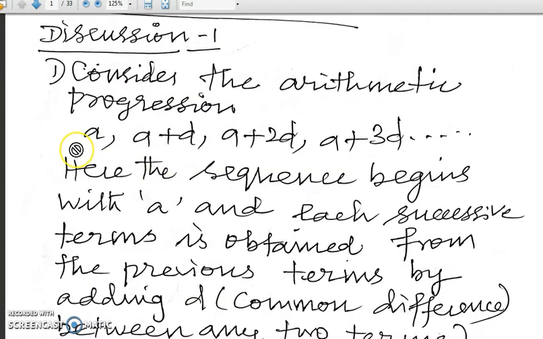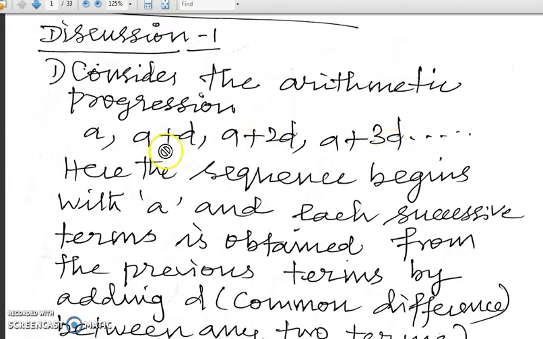Now consider this: a, a plus d, a plus 2d, a plus 3d, dot dot dot. Can you remember this series or progression? We say it is an arithmetic progression. How are the terms progressing here? The first term is a, the second is a plus d, the third is a plus d plus d, that is a plus 2d, and the fourth is a plus 2d plus d, a plus 3d, dot dot dot.